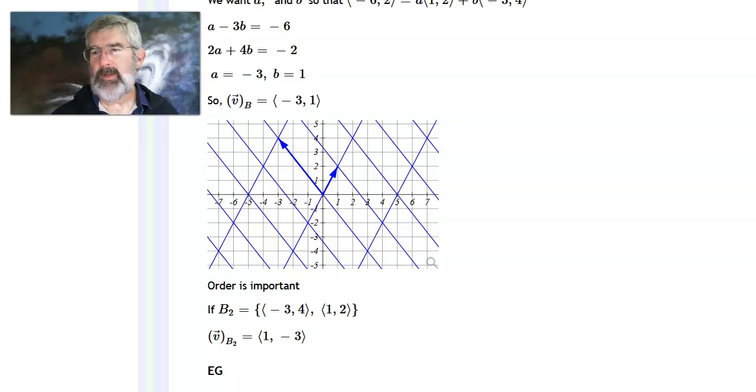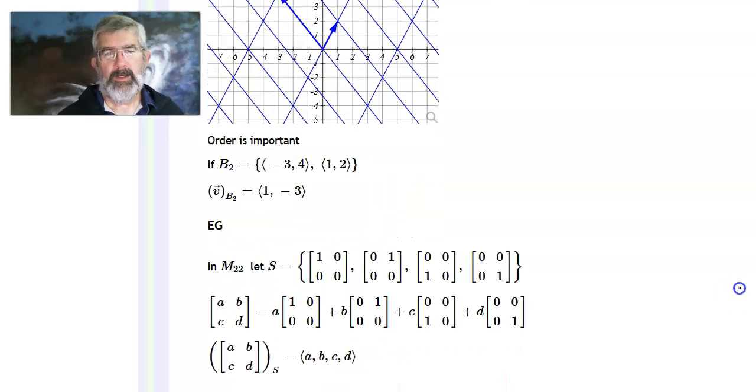Right? Let's do an example in another vector space. How about M22? So matrices that are 2 by 2. We saw in the previous video that these four vectors make up the standard basis, and I've written them in the order I want.